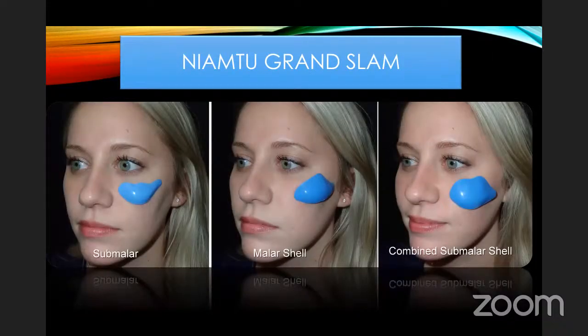Now, these are the three implants that I use: the submalar implant, the malar shell implant, and the combined submalar shell. But I will tell you that 99% of my implants are the submalar implant shown on the left. It's an extremely versatile implant, and that is almost exclusively what I use in every patient.